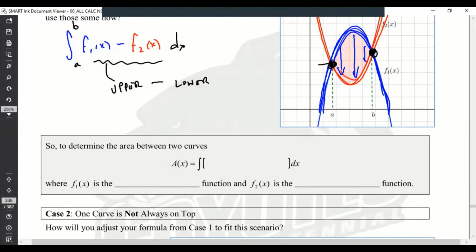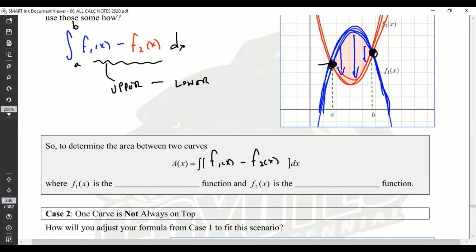So to fill in this box, to determine the area between two curves, we take the integral of f1 of x minus f2 of x dx, where f1 is your upper curve. If we went the other way around, that area would end up being a negative. And if you think about it, that makes sense, because really all we would be doing is swapping the order that we are subtracting these two things.